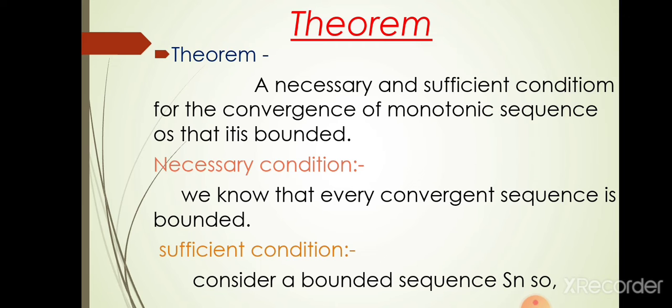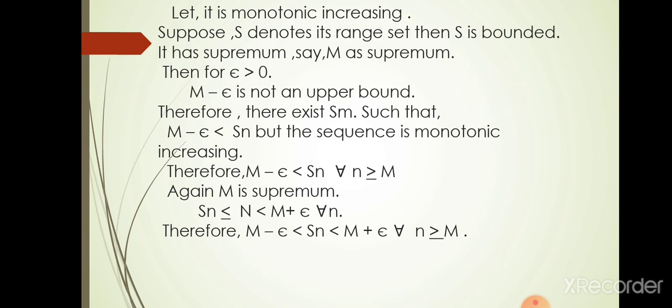A bounded sequence Sn. We saw what a bounded sequence is at the start of the session: a sequence bounded above or bounded below is called a bounded sequence. Let it be a monotonic increasing sequence. We saw at the start of the session that if Sn less than or equal to Sn plus 1 for all n, it is called a monotonic increasing sequence. Suppose S denotes its range set, then S is bounded.